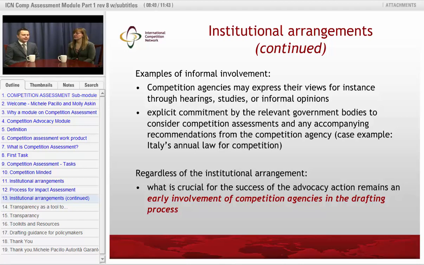In any event, regardless of the institutional arrangements which may vary from jurisdiction to jurisdiction, what is crucial for the success of advocacy action remains an early involvement of competition agencies in the drafting process. Another important element contributing to building an environment favorable to competition assessment is transparency.